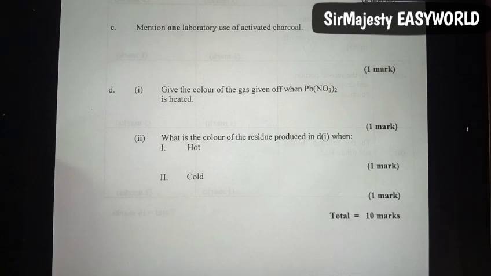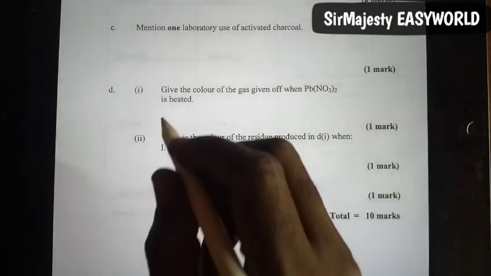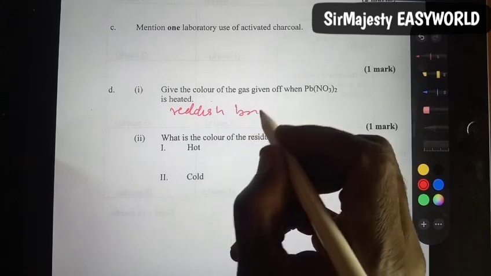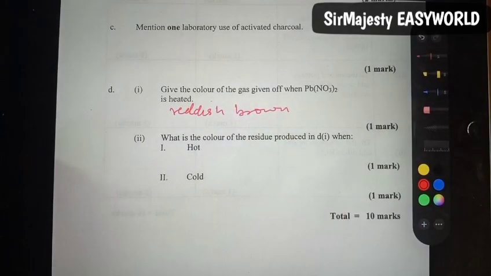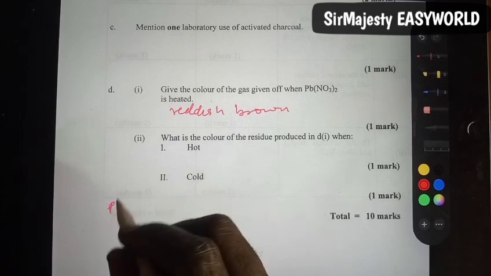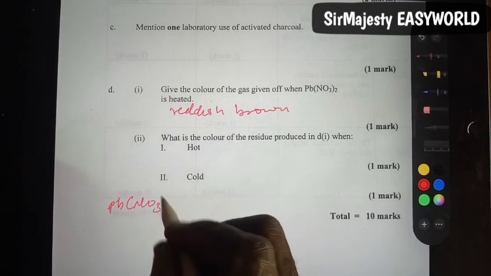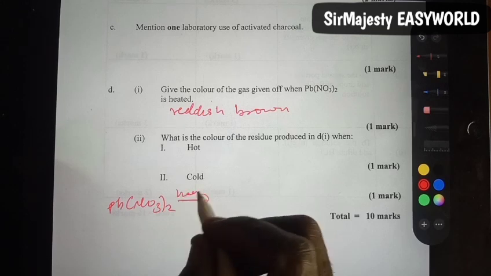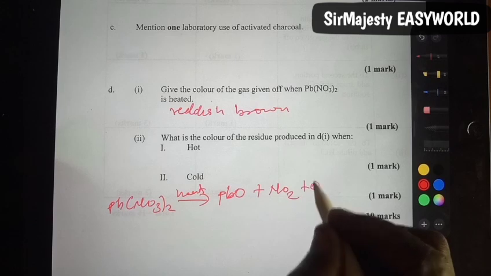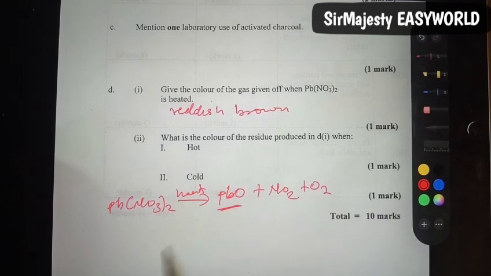Then what is the color of the residue when you heat lead nitrate? The action of heat is actually going to give you reddish brown. Here, the equation of the reaction will enable you to understand these. Pb(NO3)2 under the action of heat will give you lead(II) oxide plus NO2, with the release of oxygen. This is the residue, actually.